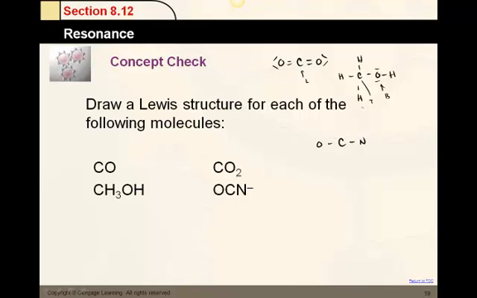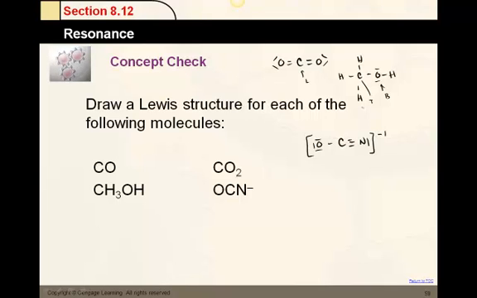And then I have OCN-. When I work it out, I'm going to have a triple bond with nitrogen, and that has a charge of -1. And that too is linear.